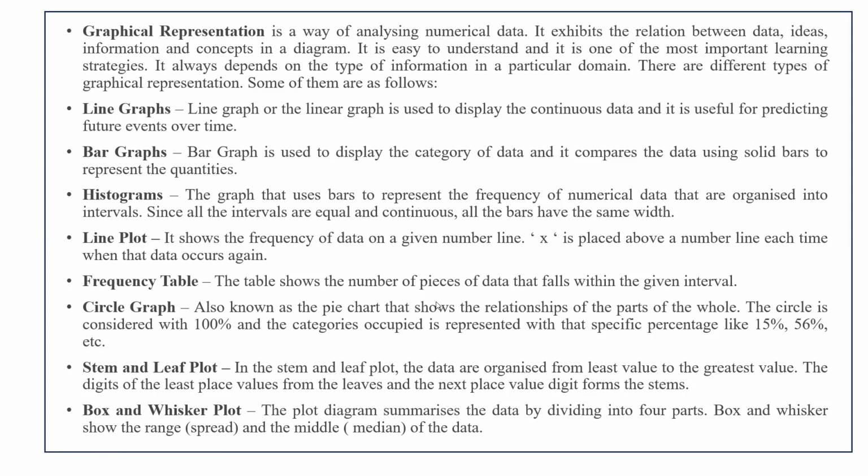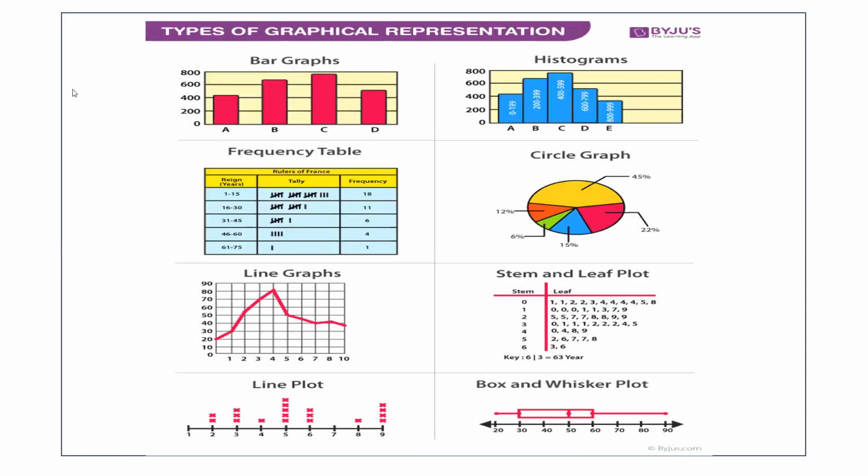Now the box and whisker plot. This plot diagram summarizes the data by dividing it into 4 parts. Box and whisker shows the range and the middle of the data. So these are all the pictures of those graphs.